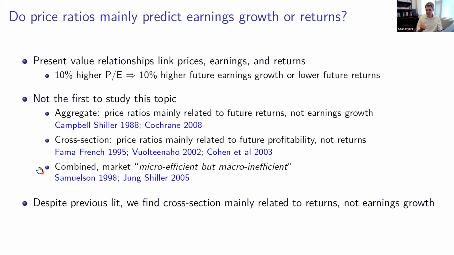Now, combining these seemingly contrasting results for the aggregate time series versus the cross-section has given rise to the idea that the market is micro-efficient but macro-inefficient, in the sense that in the cross-section, price-book ratios are largely related to future profitability rather than returns, whereas in the time series, these price ratios are mostly related to future returns rather than future cash flows. Now, despite this previous literature, what I'm going to argue in this paper is that the cross-section of price ratios is mainly related to future returns, not to future earnings growth, and in fact is quite similar to what we see in the aggregate time series.